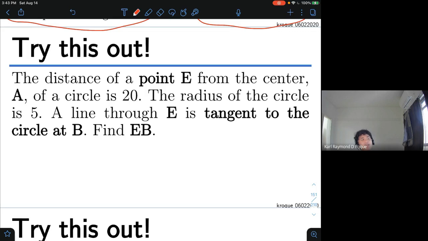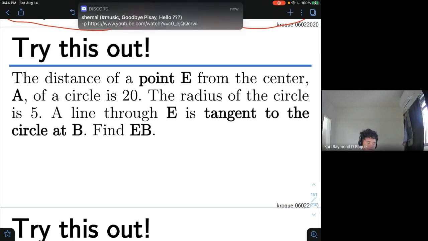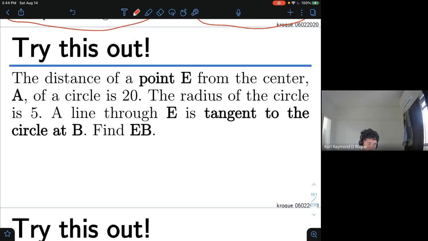Before I continue, am I too fast? Nakukuha ba yung mga i-discuss ko sa inyo? Baka kasi masyado akong mabilis. What do you think? Please tell me. Pero gets naman. Okay. Yeah.